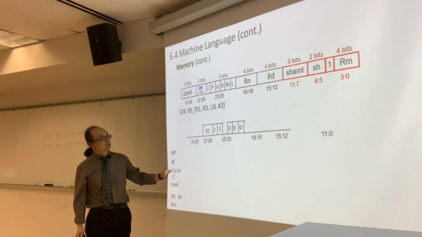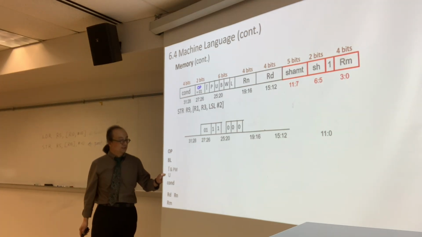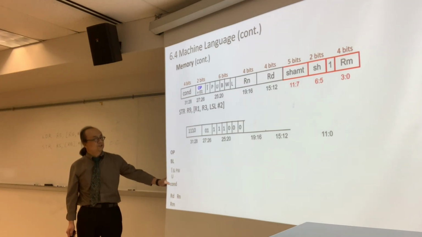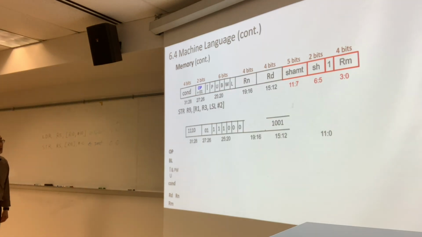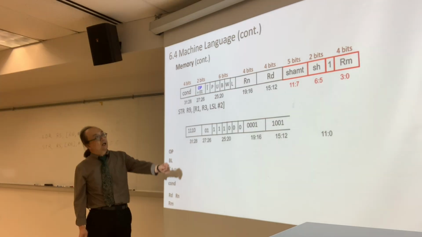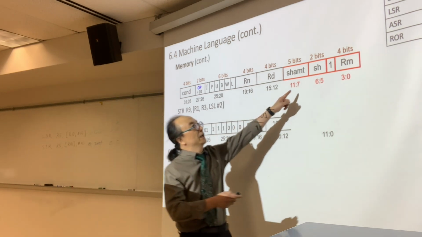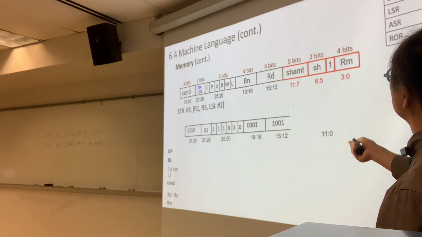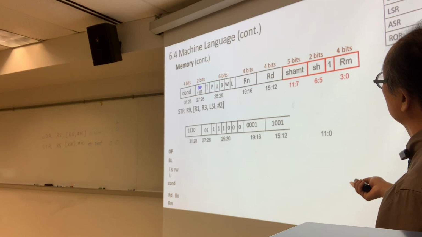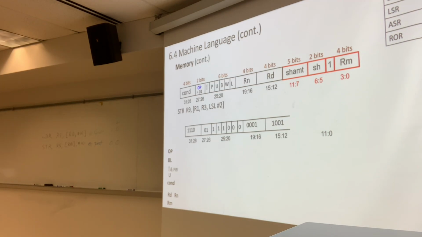P and W is 10, okay, it's offset, and U is 1. COND 1110. RD 9, RN 1, RM and SH. Logical shift left is 0, 0, so this is going to be 0, 0. Shift amount is going to be 2, RM is 3, and here's the hexadecimal representation.